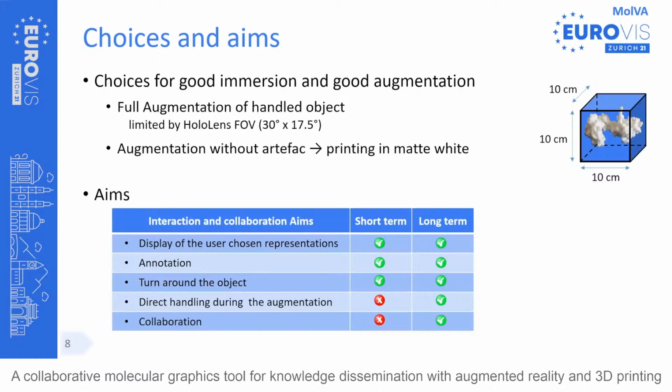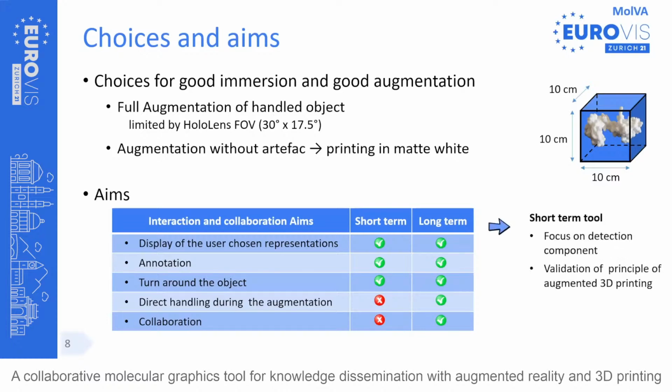We present here a first version of the tool which already allows displaying separately or together different representations chosen by the user, making annotations, and rotating around the object. In the long term, we will add the possibility to manipulate the 3D printed object and to realize a collaboration with several HoloLens.